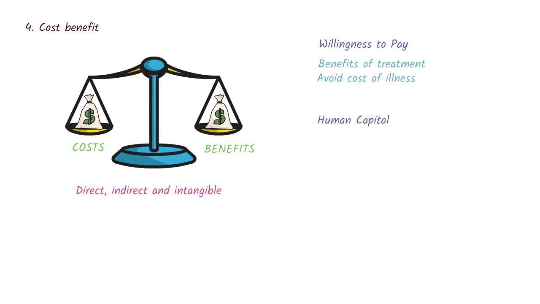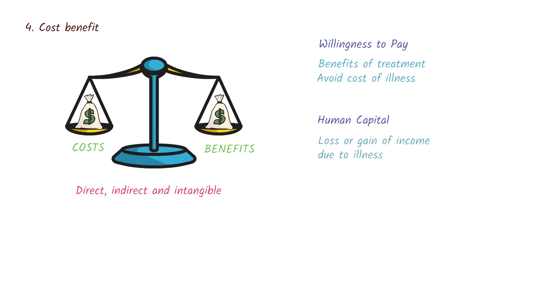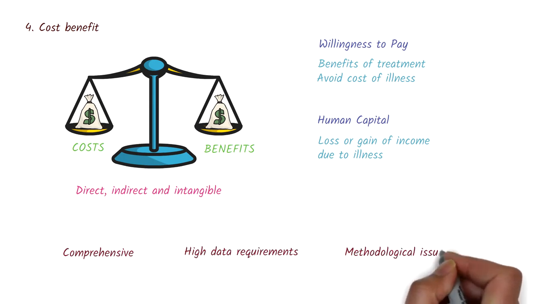The human capital method places a monetary value on the person's life. The value is based on the loss or gain of income due to the illness. Although this type of evaluation is comprehensive, the data requirements can be quite high, and there are methodological issues when it comes to determining a value on life and productivity.